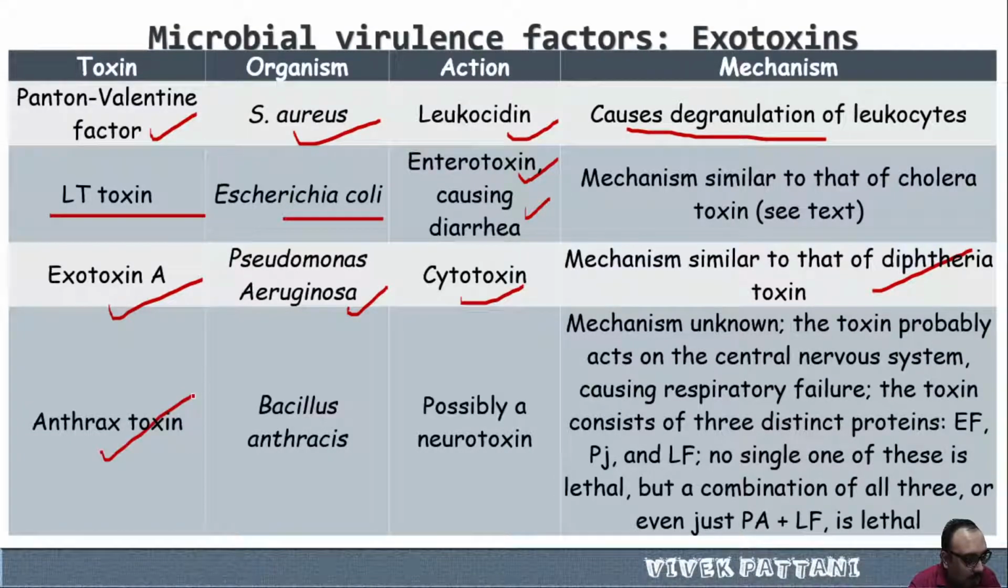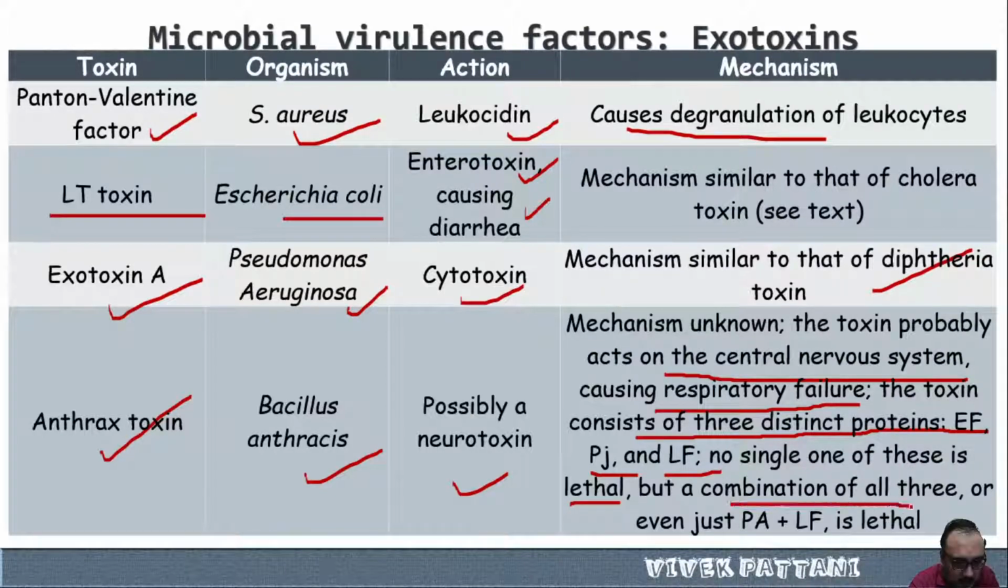Now next comes the anthrax toxin, which is produced by Bacillus anthracis, and possibly it's a neurotoxin which affects the nervous system. The mechanism is unknown, but from the studies made so far, the toxin probably acts on the central nervous system, causing respiratory failure. The toxin consists of three distinct proteins, EF, PG and LF, and no single one of these is lethal, but the combination of all three or just even two can be lethal.